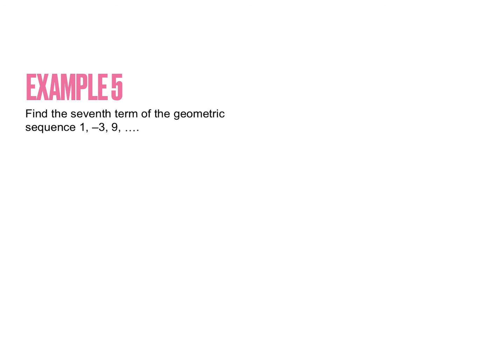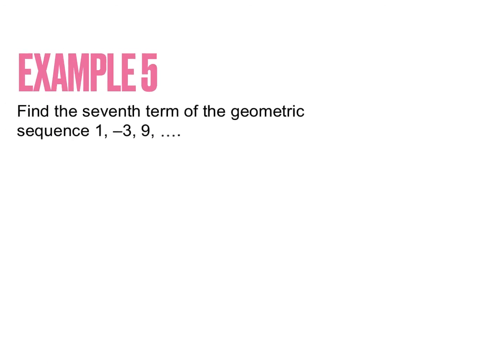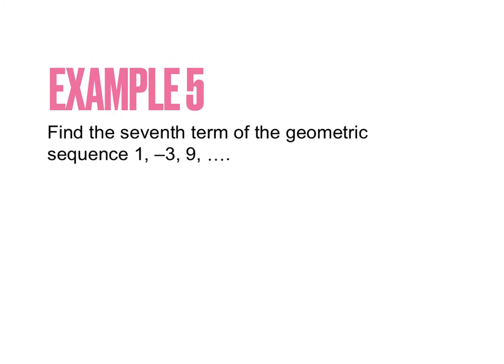All right, last one, example 5. We have to find the 7th term of the geometric sequence. So our formula is a sub n is equal to a times r to the power of n minus 1. So a is our first term. r is our common ratio.